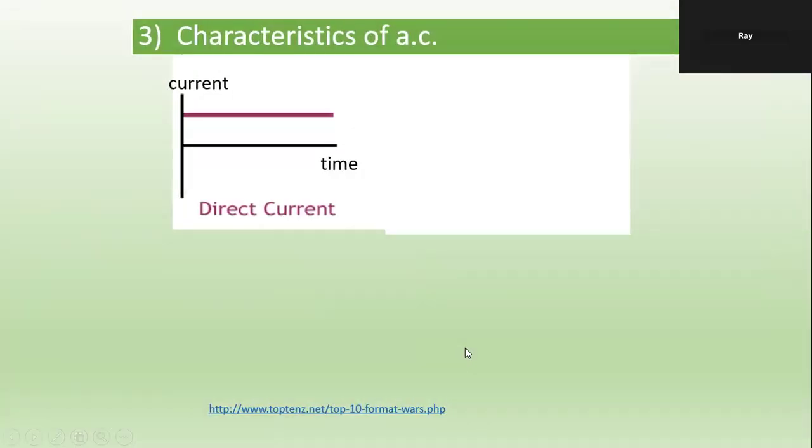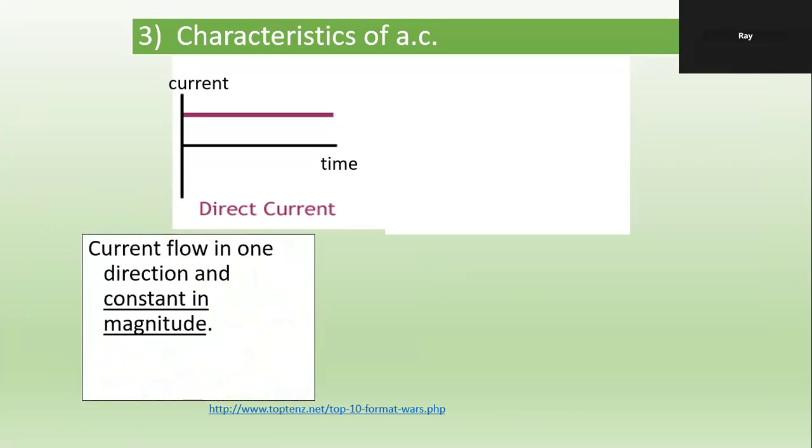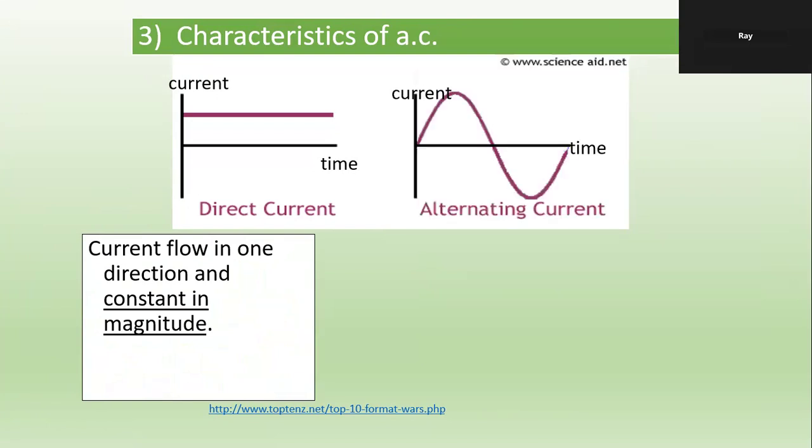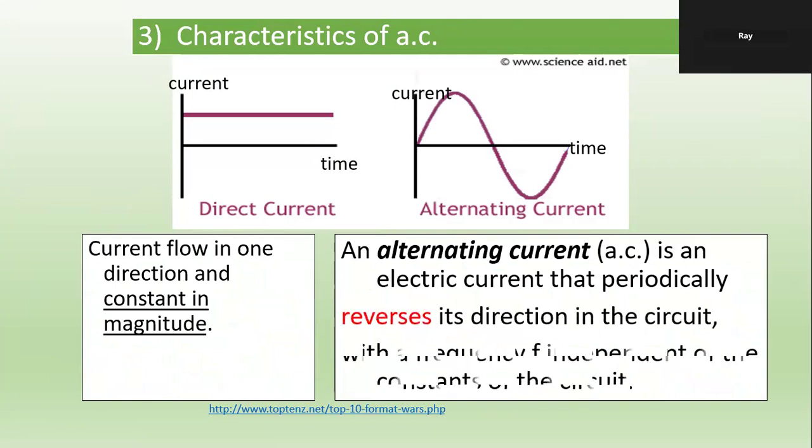This is your direct current. Characteristic of AC: current flows in one direction only and is constant in magnitude. This is alternating current. Alternating current is an electric current that periodically reverses its direction in the circuit, with frequency depending on the constant of the circuit. This is determined by the generator and the frequency.